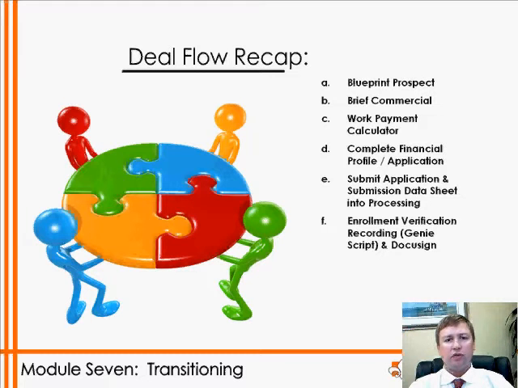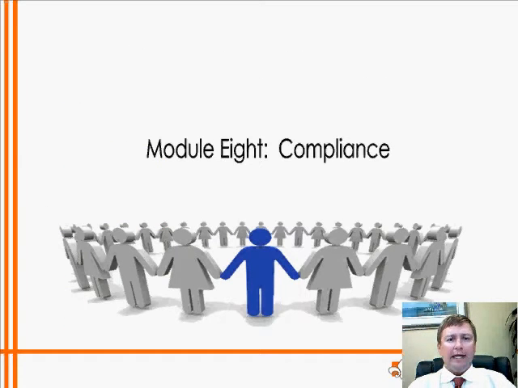Next, you're going to give them a brief commercial and tell them about what we do. You're going to have worked the payment calculator and already determined what payment they can afford. So you're going to move on to your financial profile. After you've done your financial profile, you're going to submit your application and submission data sheet to processing. And at that point, you're going to be able to complete the enrollment via the enrollment verification recording and your DocuSign contract. So I hope this gives you some good insight as to how the conversation will flow.